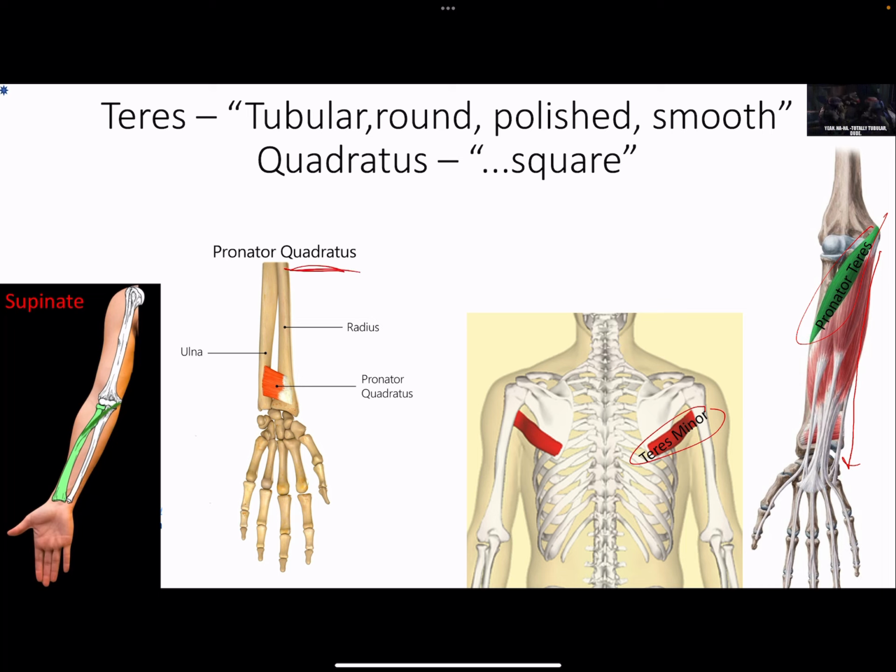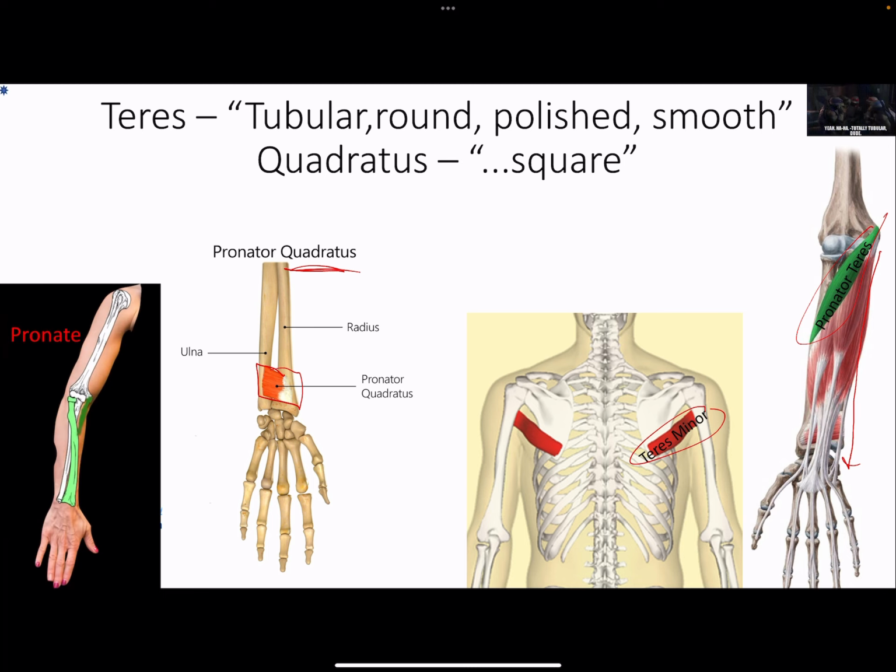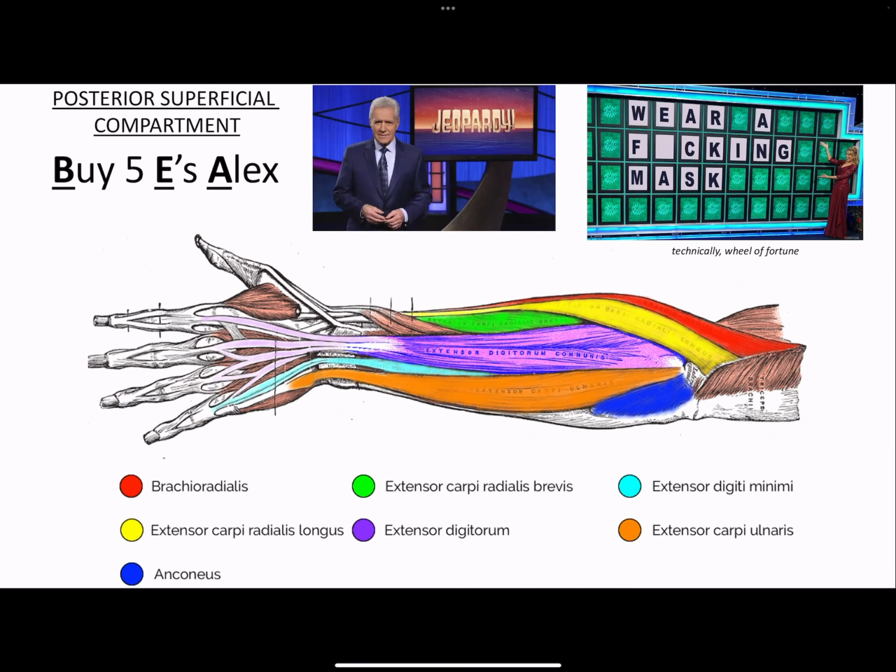The quadratus is kind of like a square shaped a little bit. So that's where the names kind of make sense a little bit. And again, both of these are going to, as the name implies, pronate. Supinate, holding soup; pronating, slapping.